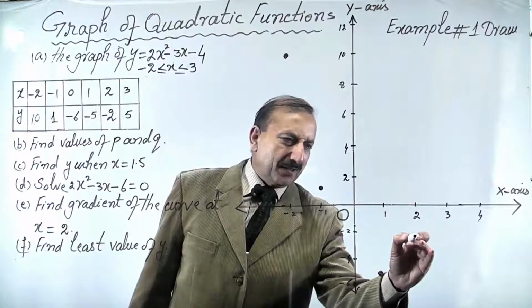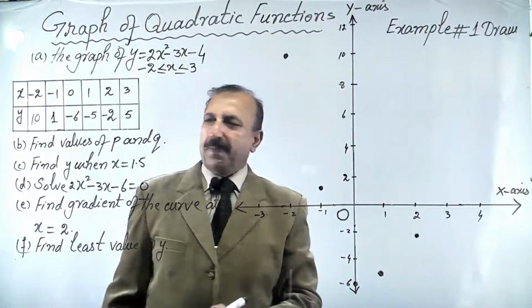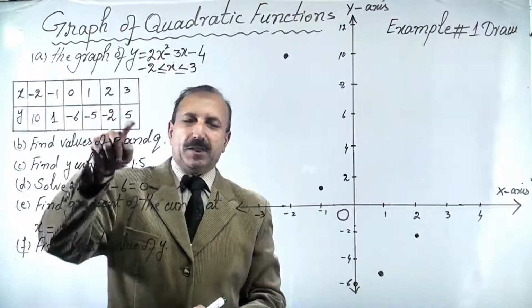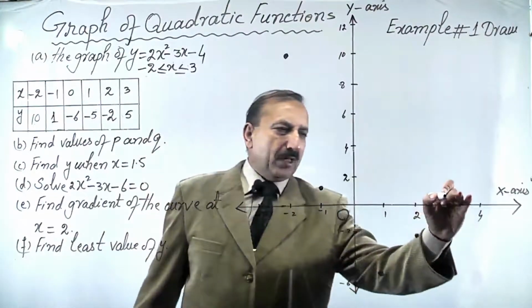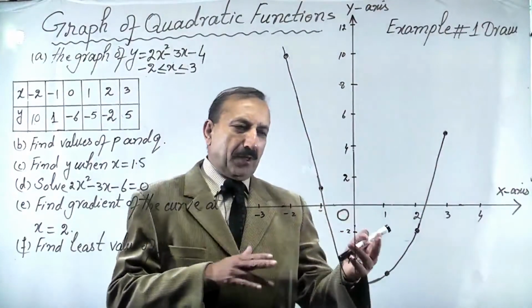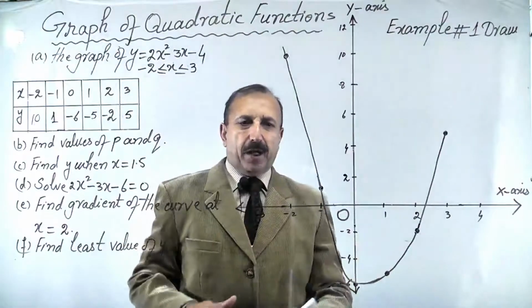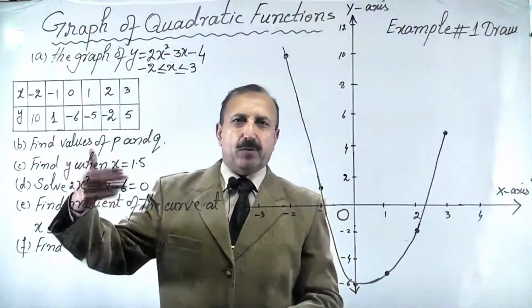It's a little higher instead of that. Alright. And then at 3 this is positive 5. At 3 this is 5 here. And this is the graph, my dear student, after allocating all these points. And now we will look at the following questions.